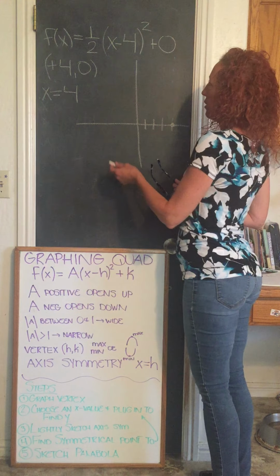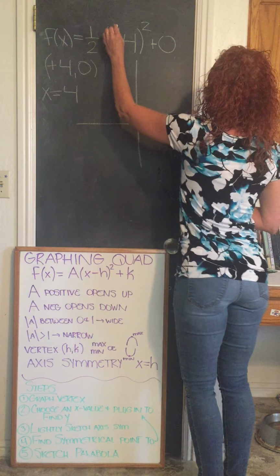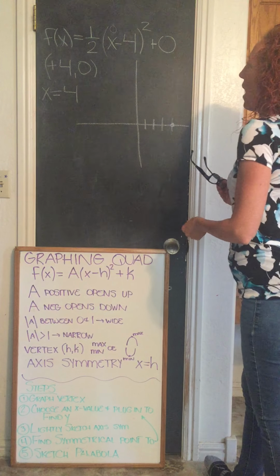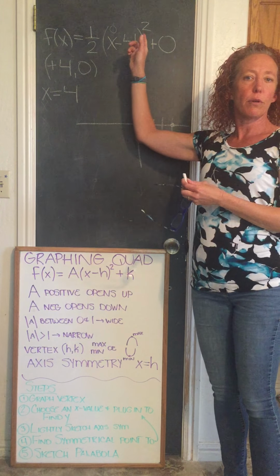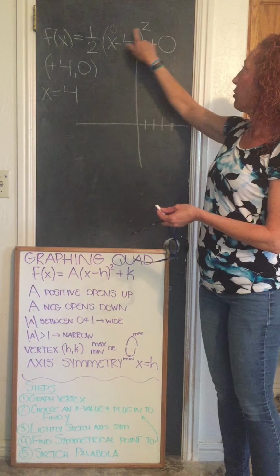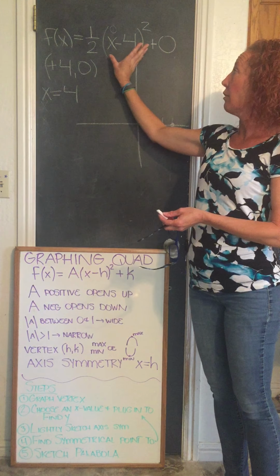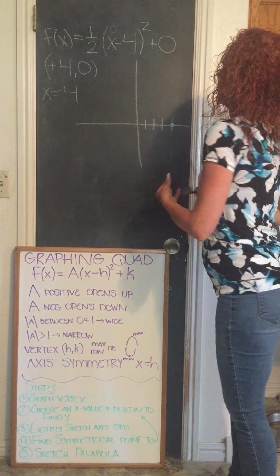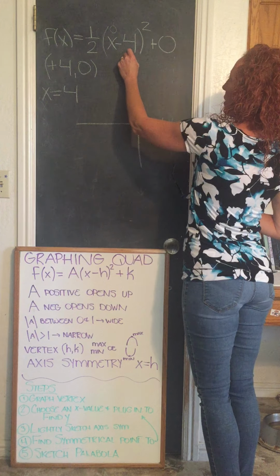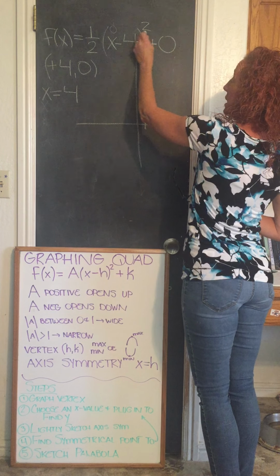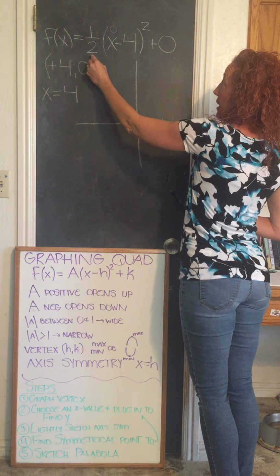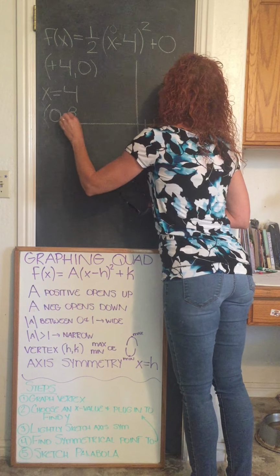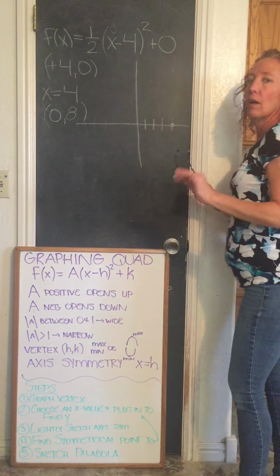Would 0 make a good choice? I always try 0 first. 0 would make a pretty good choice because I'm going to end up taking half. So make sure you remember your order of operations. We need to square before we divide. So we're going to do the parenthesis first, then square, then divide by 2. All right. So 0 minus 4 is negative 4. Squared is 16. Half of 16 is 8. So if x is 0, my y value is 8.